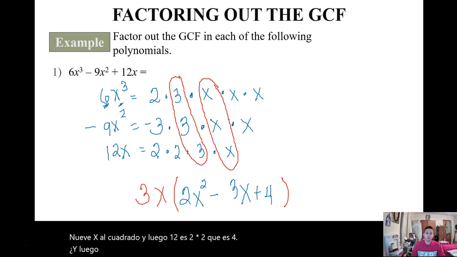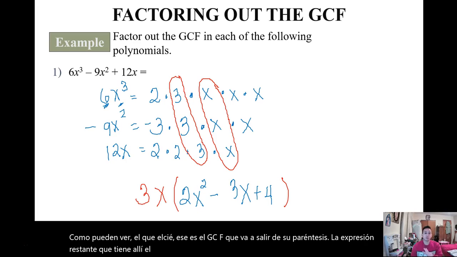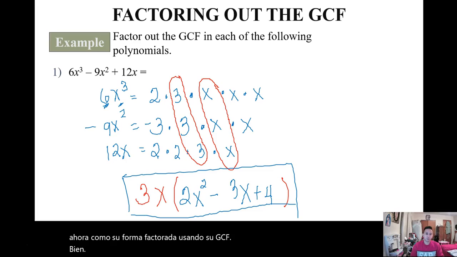No. So as you can see, the one that I encircle, that's your GCF that will go outside your parenthesis. The remaining expression that you have there, the remaining term, will be inside your parenthesis. And we call this now as your factored form using your GCF. All right? Okay. Number 2 example.